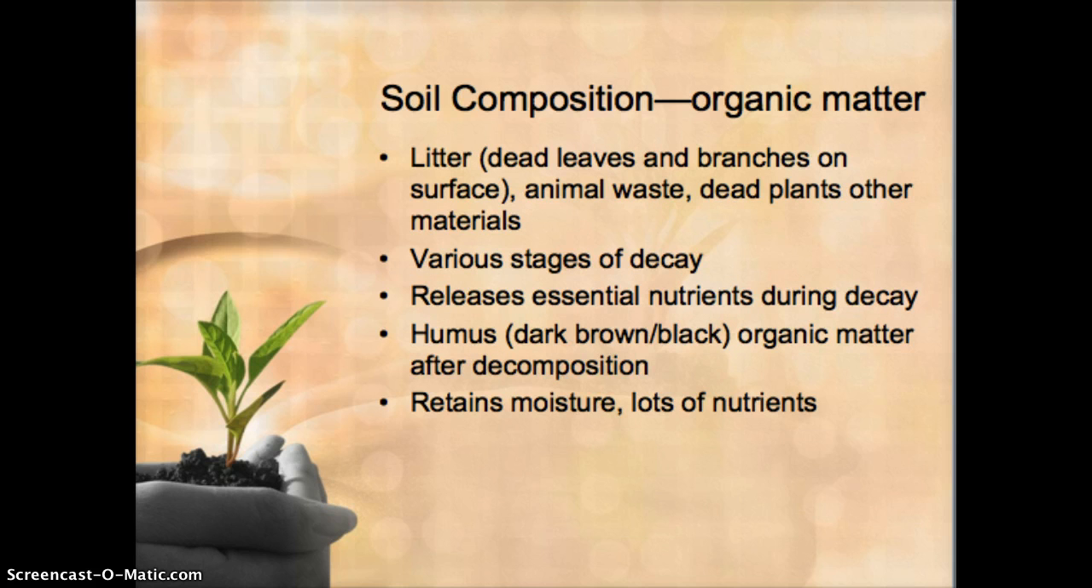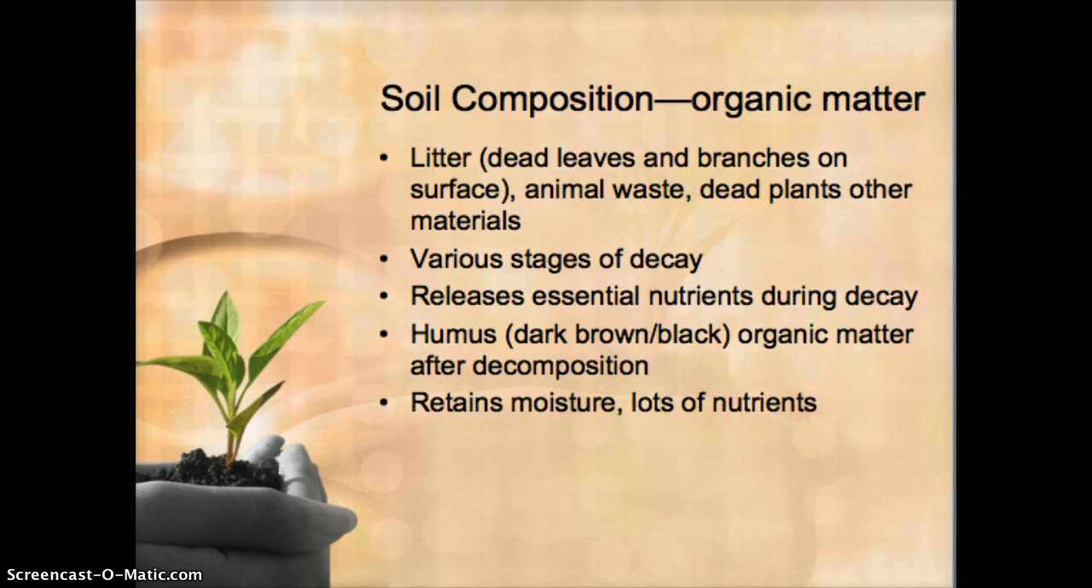The organic matter is very important to soil, even though it only makes up 5% of the soil. We call the basically dead material litter. It's not like paper and garbage litter, but just dead leaves and branches. We have animal waste and dead plants and other materials, all of which is considered litter. And all of these things are in various stages of decay.